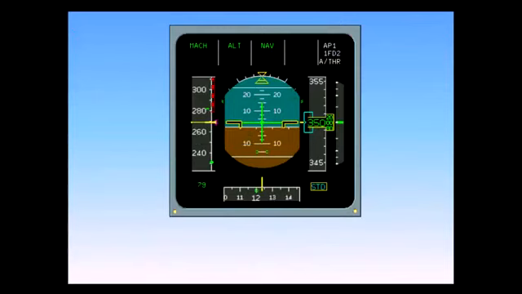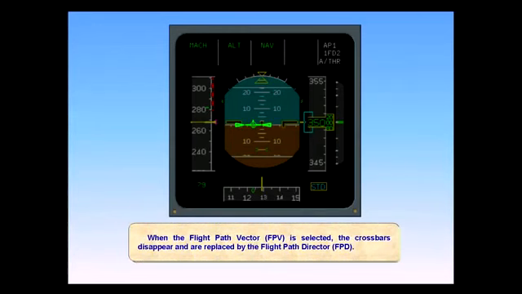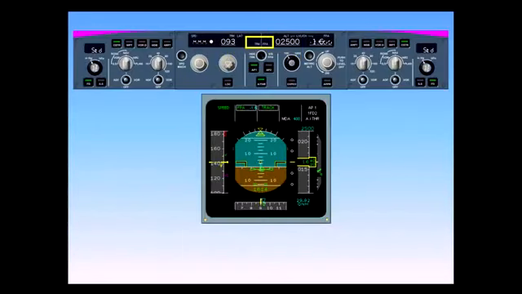When the flight path vector, FPV, is selected, the crossbars disappear and are replaced by the flight path director, FPD. Note the mode change on the flight control unit from heading vertical speed to track flight path angle. Then verify that the flight path vector FPV symbol is displayed on the PFD. Then observe the changes on the FMA in the vertical and lateral columns. Remember, mode changes will be outlined with white boxes. Notice also that the heading target has been changed to a track target.